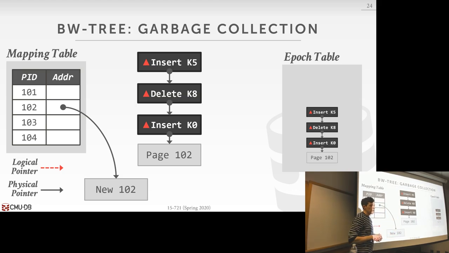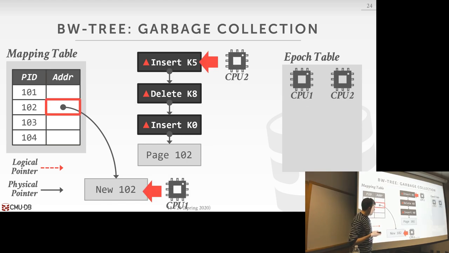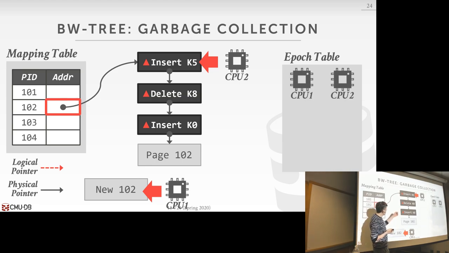Yes? So when CPU 2 was compacting the new 102, what if another delta record was appended? Did you miss that one? So we're back here. Oh, so when CPU 1 was compacting. We're here. So what if somebody else creates a new delta record here while we're doing compaction? What would happen when I do the compare and swap? It would fail, because it's now pointing to some delta record above this that I didn't see. And that's what I was saying to him.